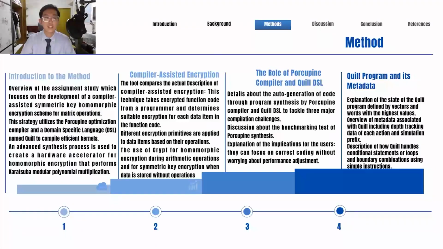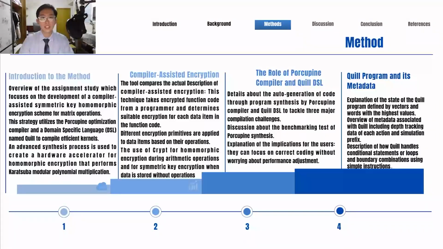An advanced synthesis process is used to create a hardware accelerator for homomorphic encryption that performs polynomial multiplication and is a compiler-assisted encryption. The tool compares the actual description of compiler-assisted encryptions.